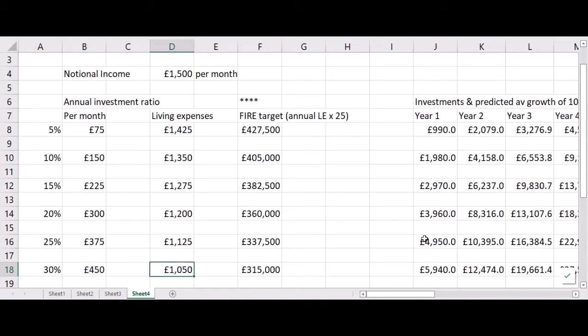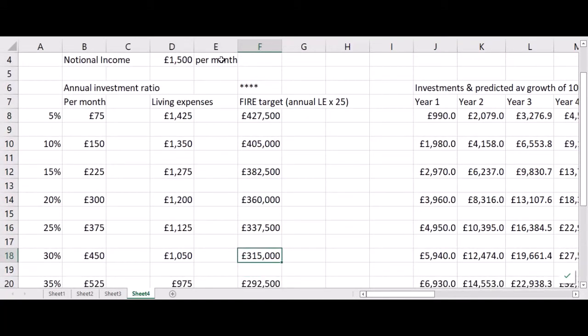And as I explained before, that then assumes a living expenses cost of just over £1,000 per month. So when you multiply that up, the FIRE target is obviously lower than the first one there. It's only 315,000 as compared to 427. So obviously the more you're able to invest, the lower your FIRE target is going to be accordingly.